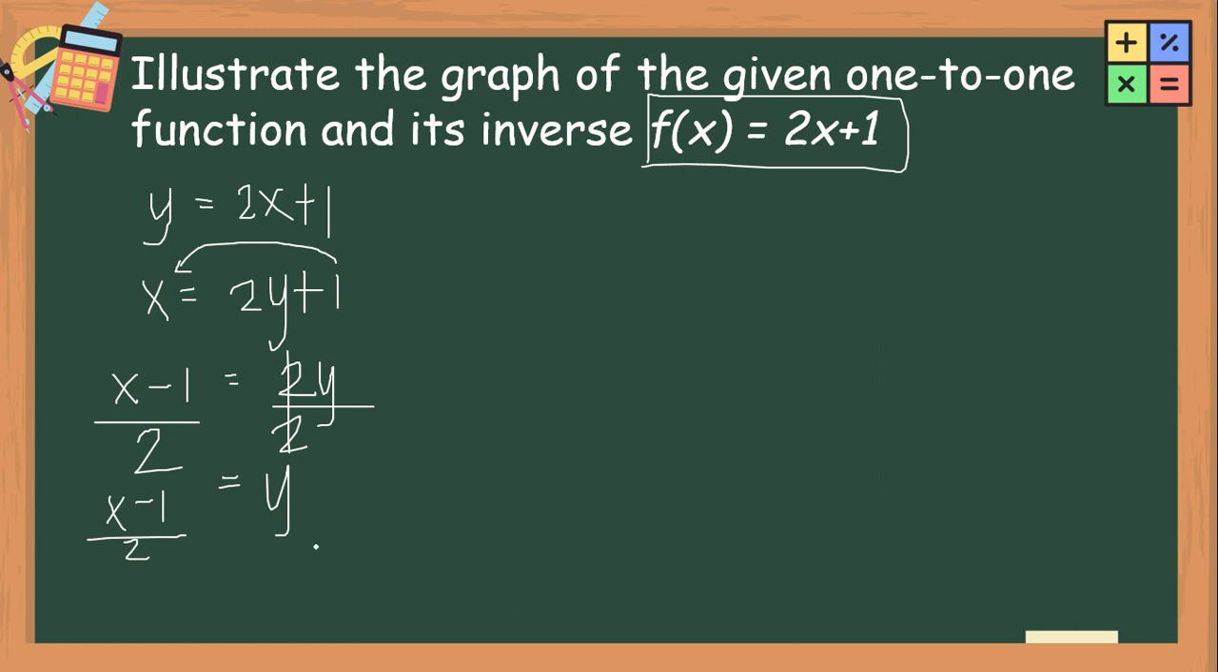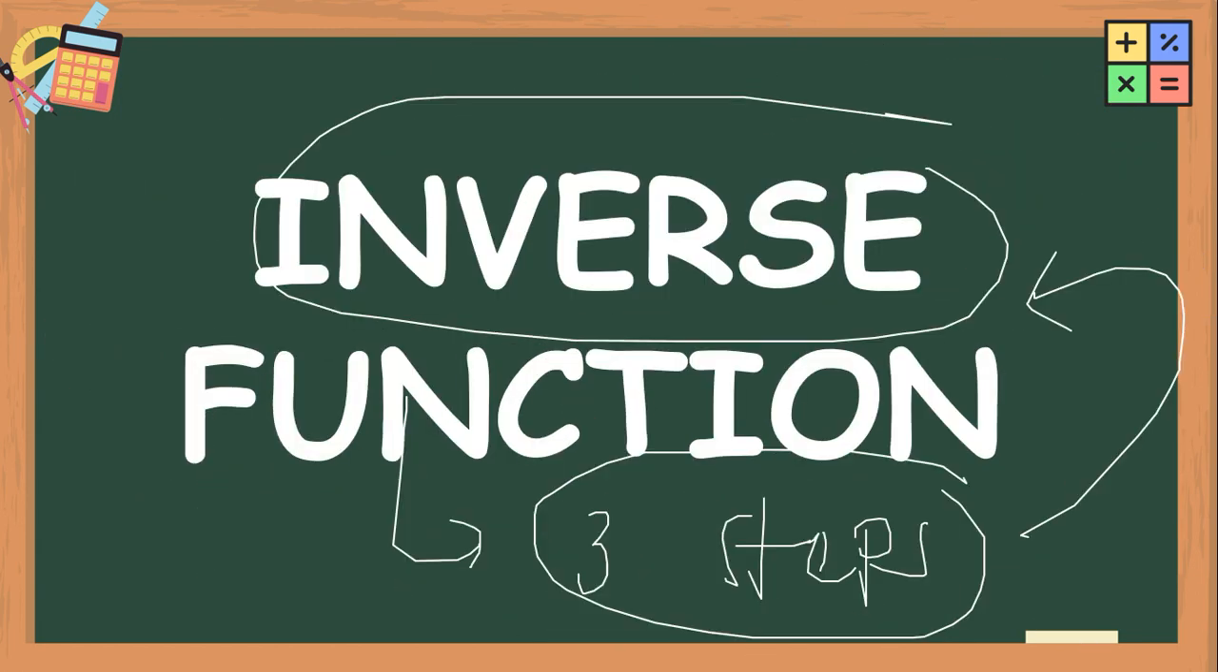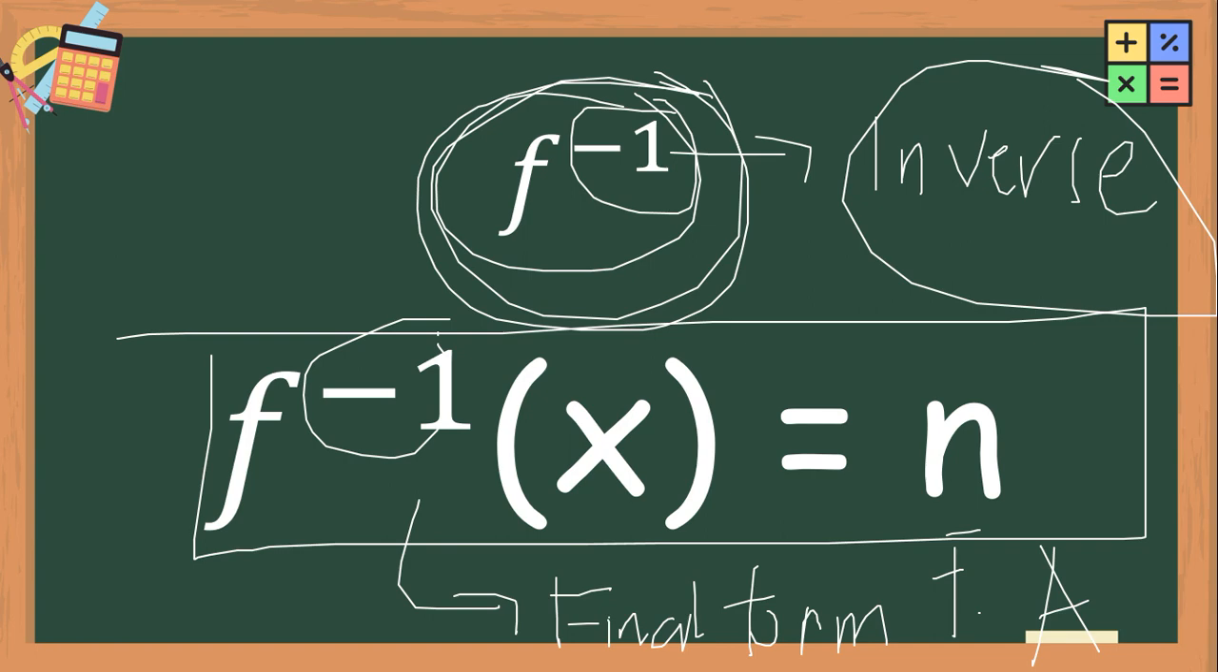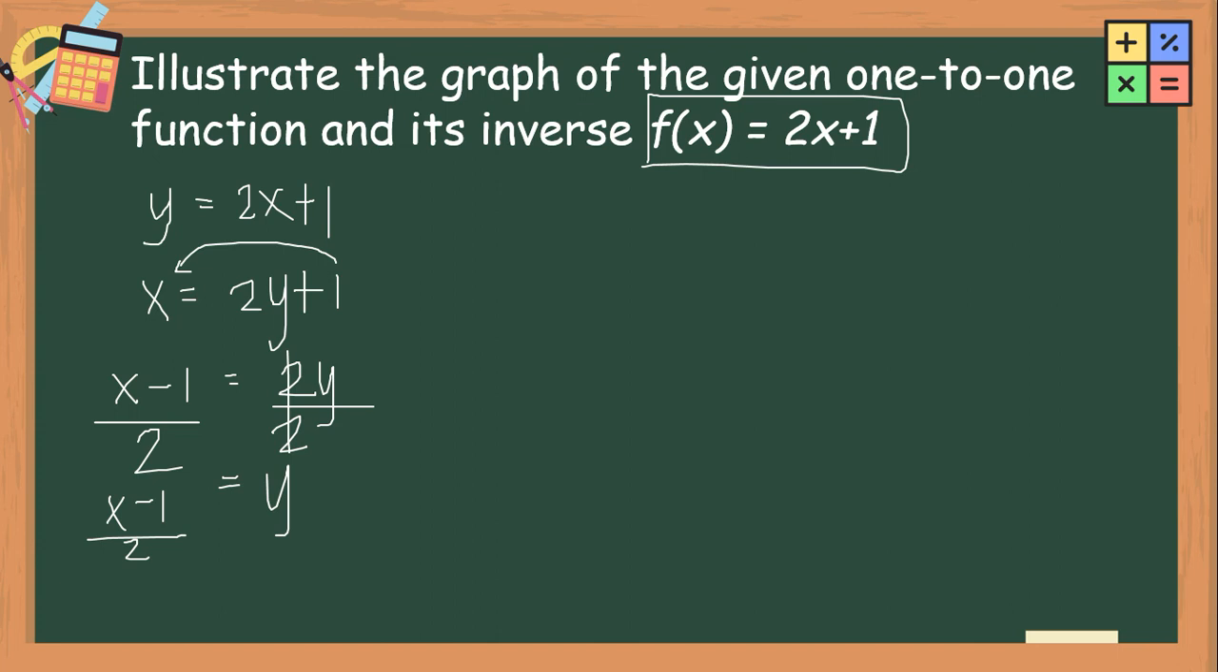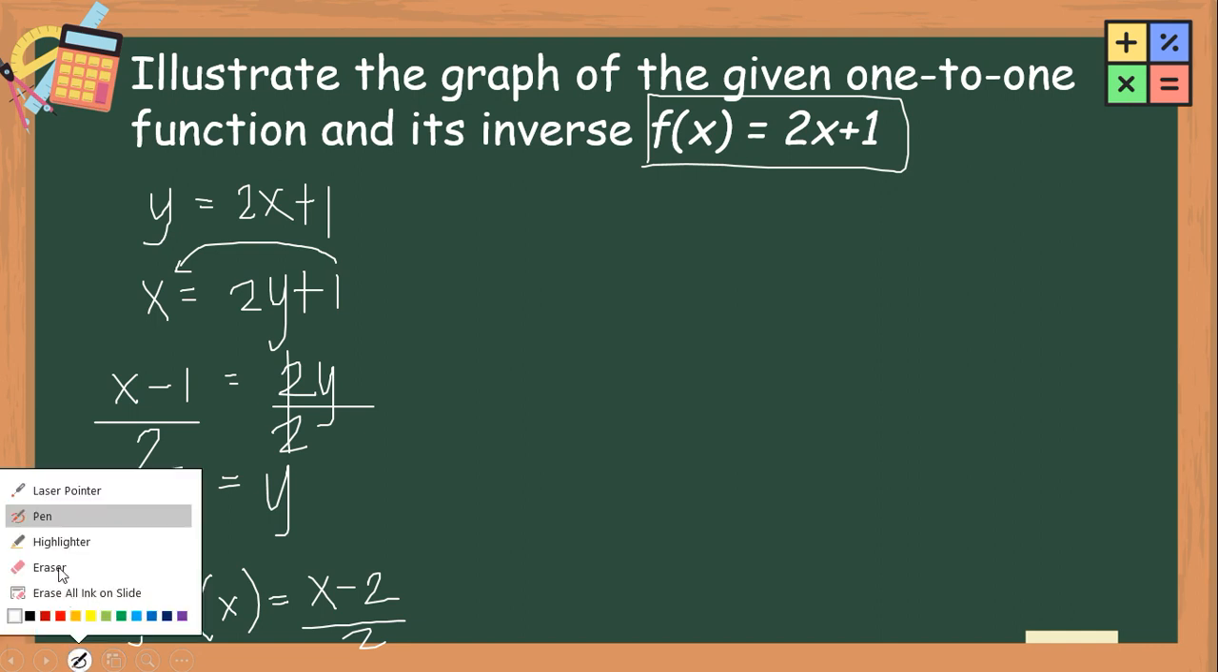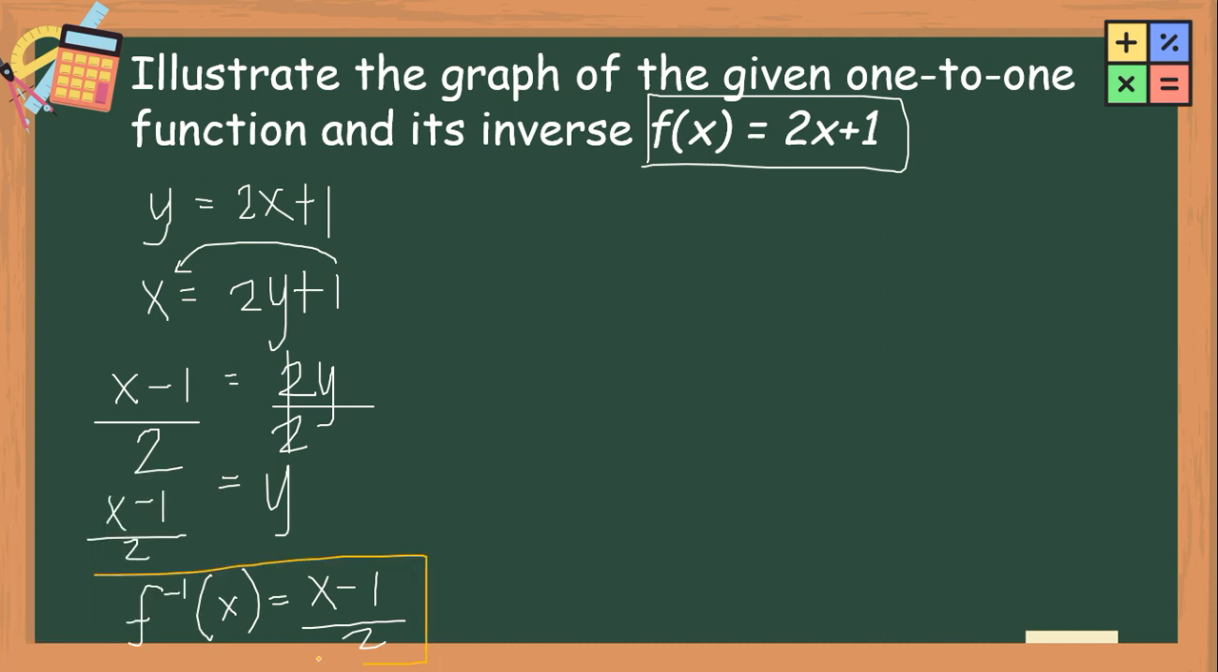Again, sinabi ko sa inyo kanina, the final answer will be in this form. F raised to negative 1 of x is equal to n. So, ang final answer natin dito should be f raised to negative 1 of x is equivalent to x minus 2, x minus 1 all over 2 rather. So, erase natin to. That should be 1. And this is the final answer. So, this is the inverse. Ito yung tinatawag nating inverse function.